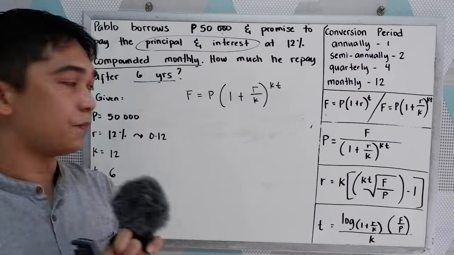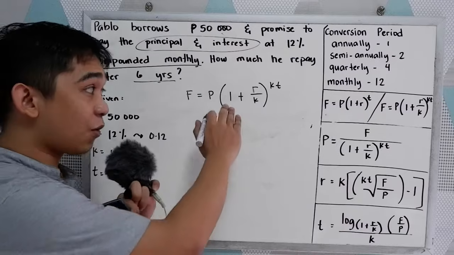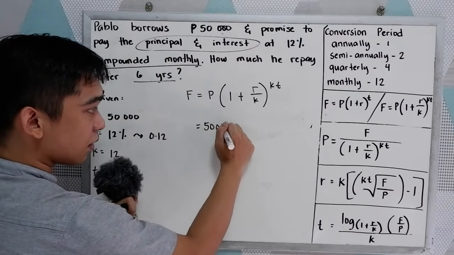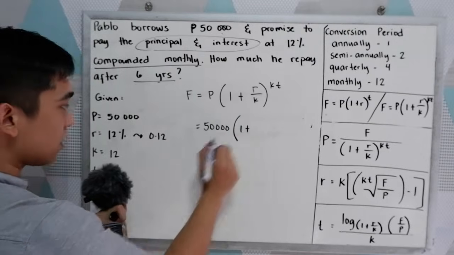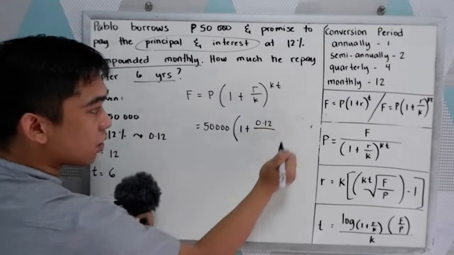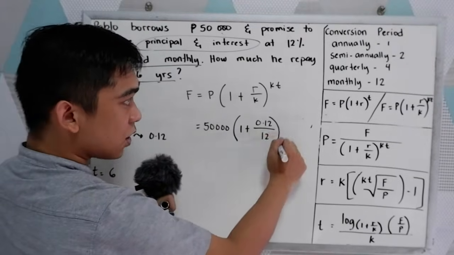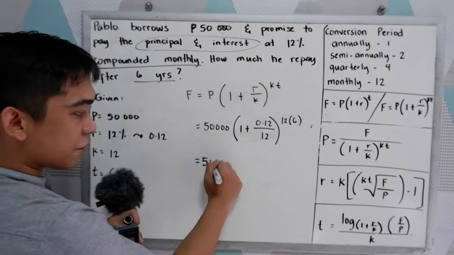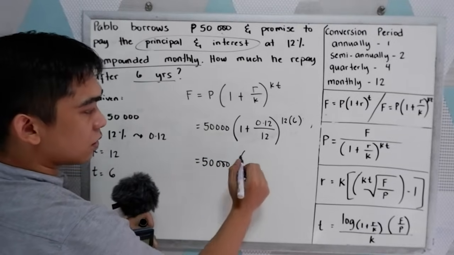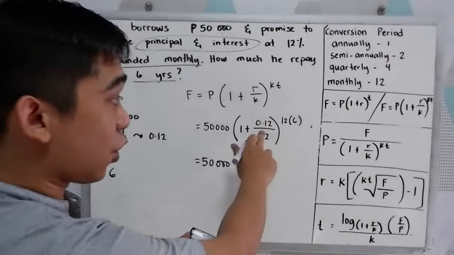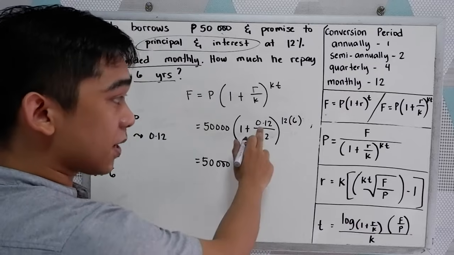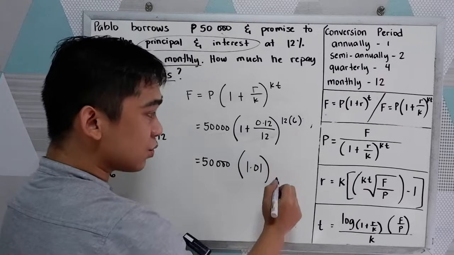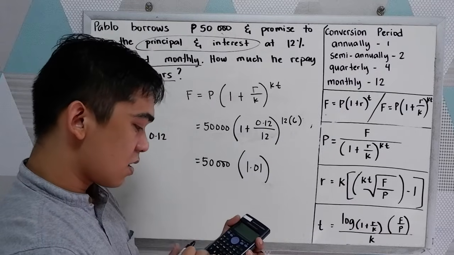Now let us substitute the given. So our P is 50,000 times 1 plus our R, 0.12, all over our K, 12, raised to 12 times 6. Now we have 50,000 times 1 plus, so you're going to add in your calculator. That will give us 1 plus 0.12 over 12, which is 1.01, raised to 12 times 6, that is 72.